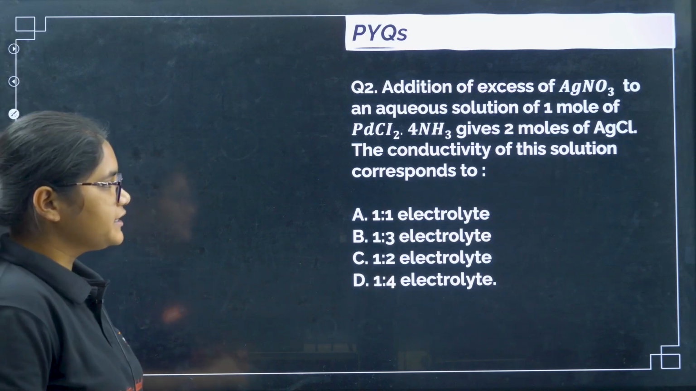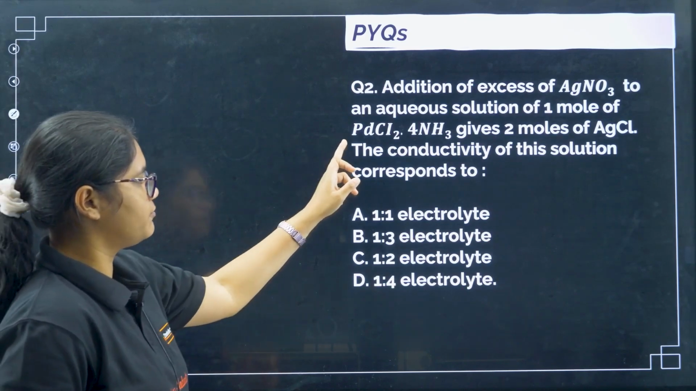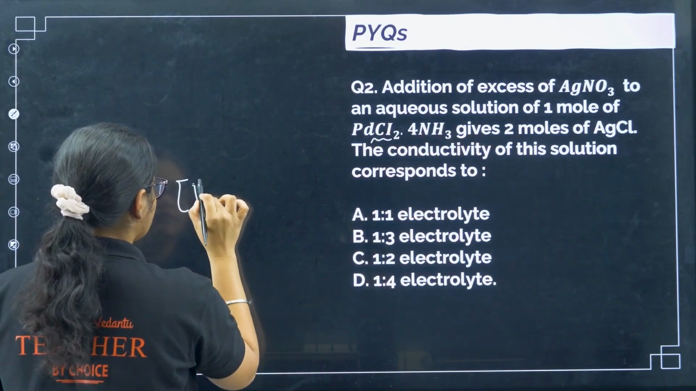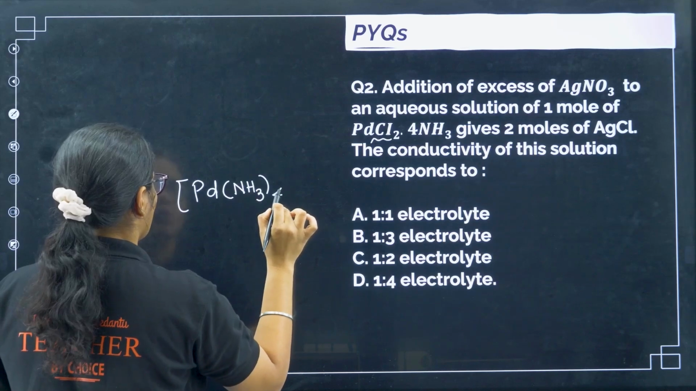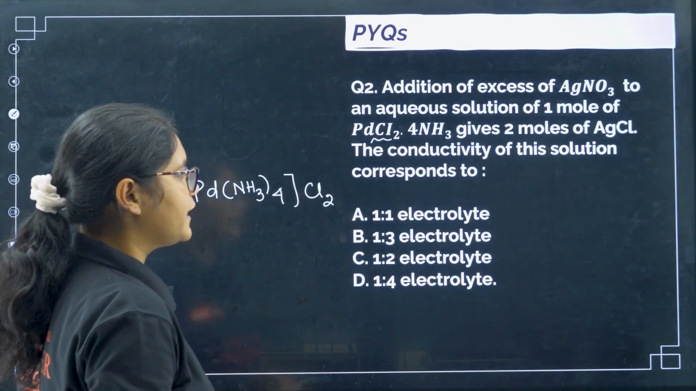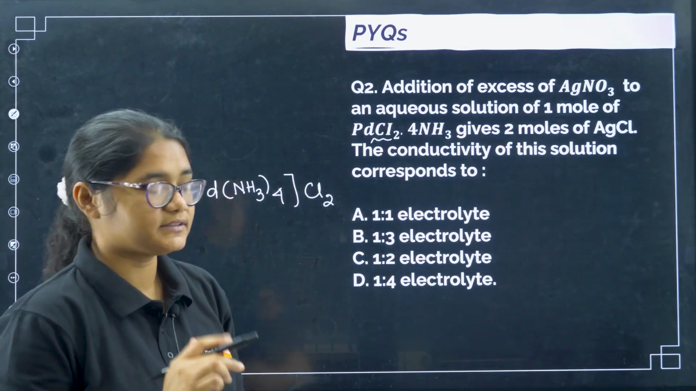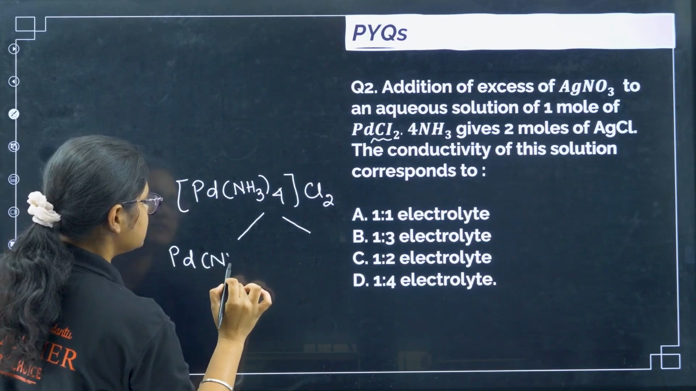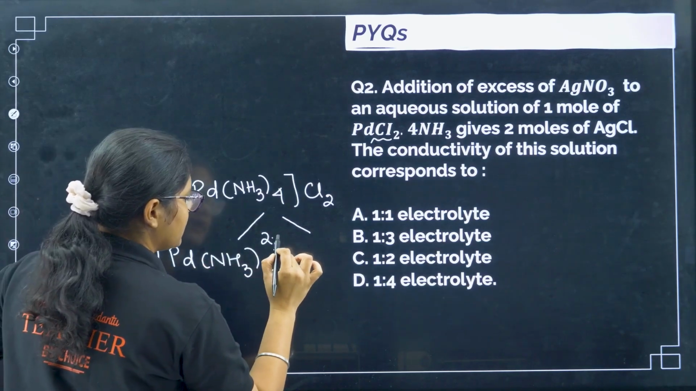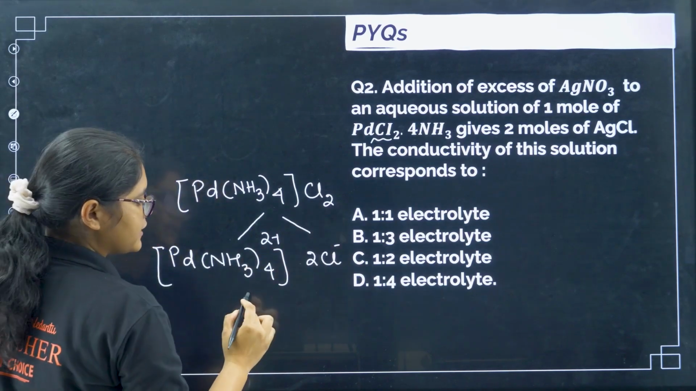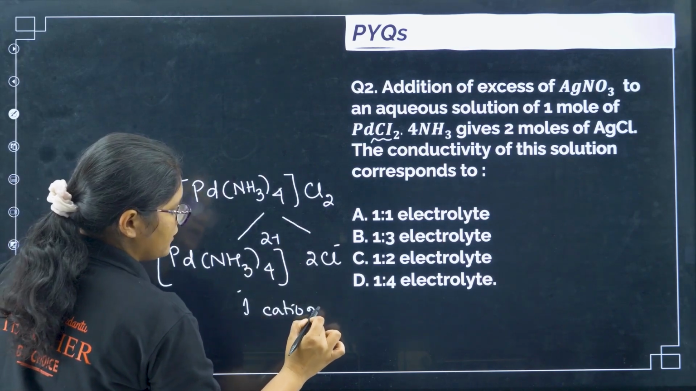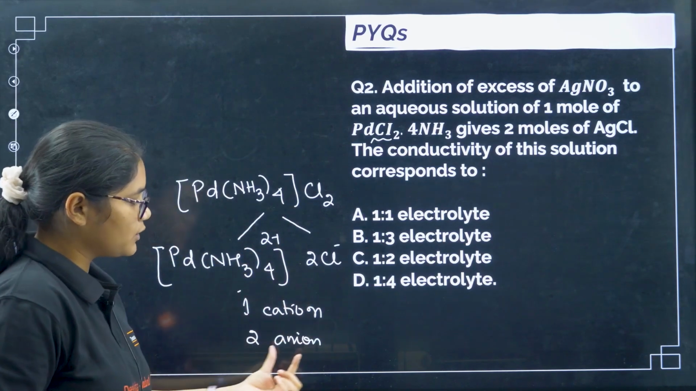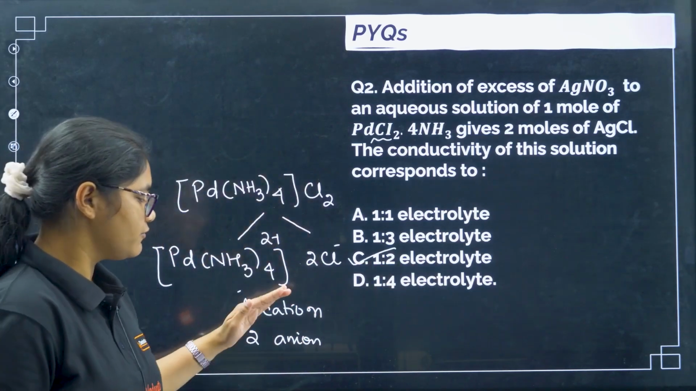Okay. Next, addition of excess of AgNO3 to an aqueous solution of 1 mole of PdCl2·4NH3 gives 2 moles of AgCl. 2 moles of AgCl will form, that means 2 chlorines will be outside. Then we have Pd(NH3)4Cl2. Now what will happen? The conductivity of this solution corresponds to, this is a very important question. See here, if this compound will break, then what will I get? I will get Pd(NH3)4 2+, and I'll get 2 Cl minus, means 2 chloride ions. So I'll get 1 cation and 2 anions. So this is what type of electrolyte? This is called a 1:2 electrolyte, meaning the ratio of cation to anion is 1:2.